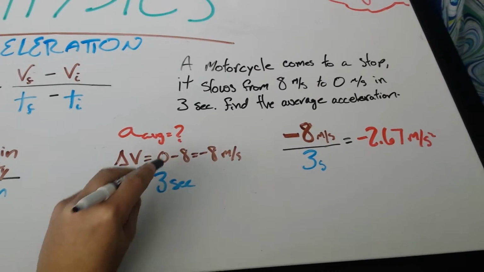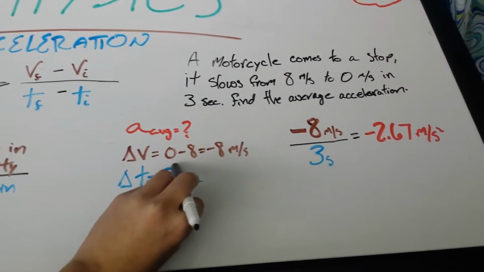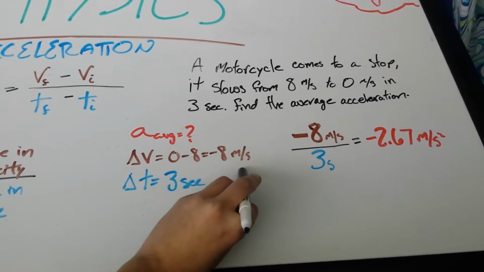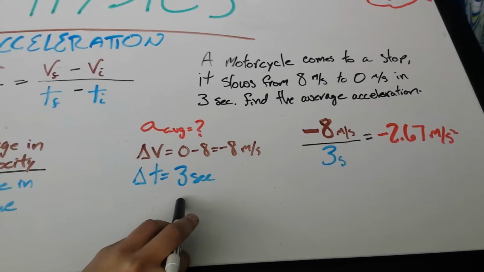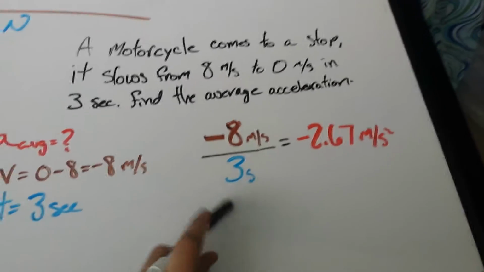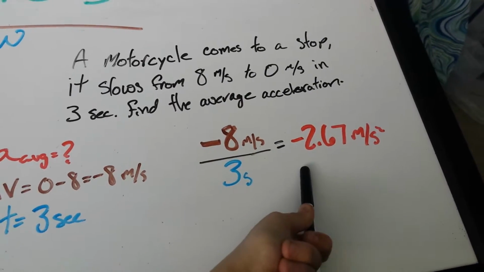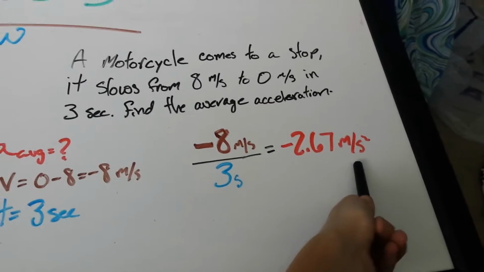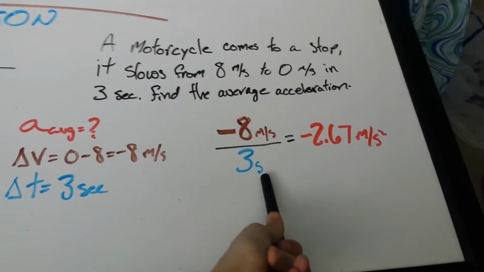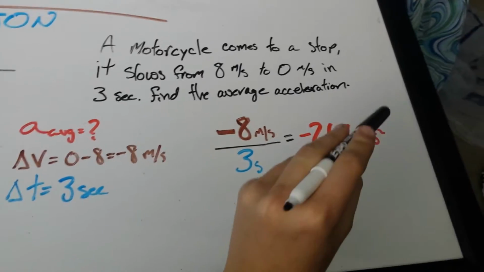And so it would be 8 minus 0 for velocity, so it would be negative 8 meters per second over time, which is 3 seconds, and that would equal negative 2.67 meters per second squared, because you already have meters per second divided by seconds, so that's how you get seconds squared.